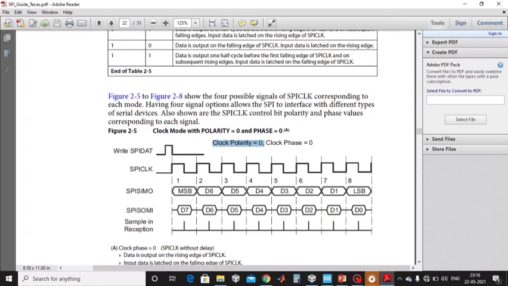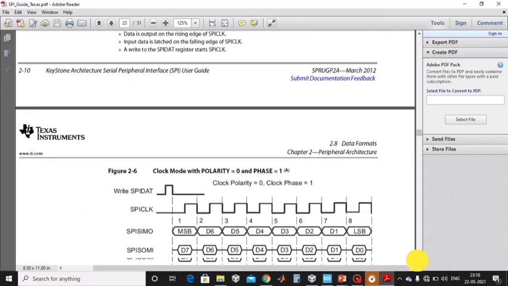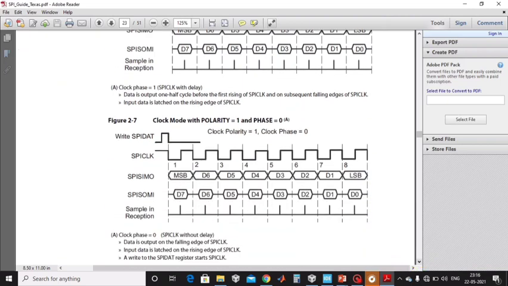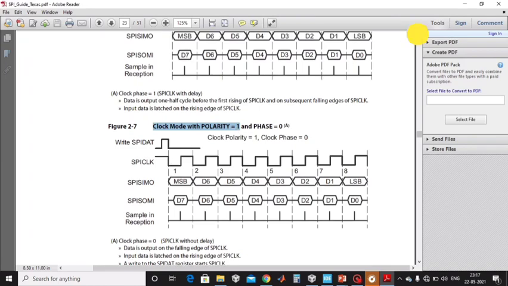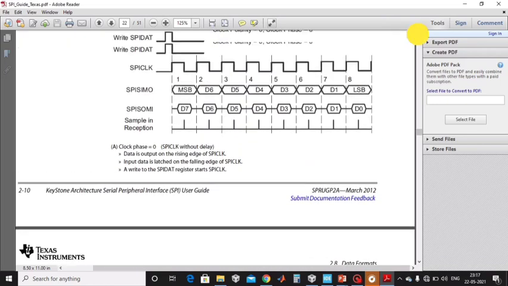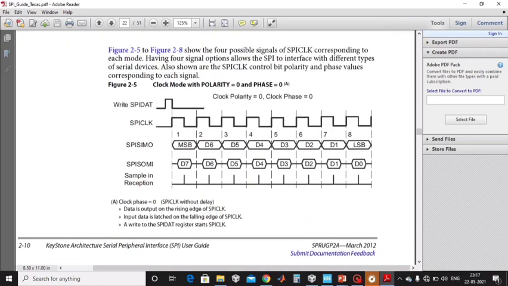So now you can get what a clock polarity high means. This is the clock polarity high. 1 means high. Clock polarity high means you can clearly see that the default state of the clock is 1. So by default the clock is in high state. So clock polarity defines the default or the idle state of the clock. If it is 1, that means the idle state of the clock is 1, and if it is 0, that means the idle state of the clock is 0.